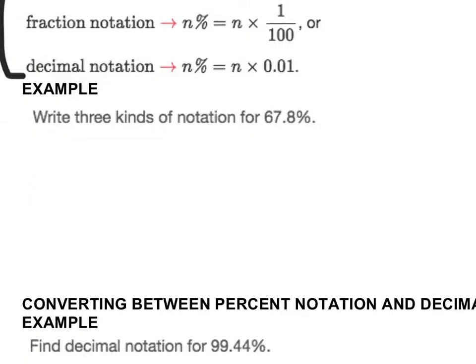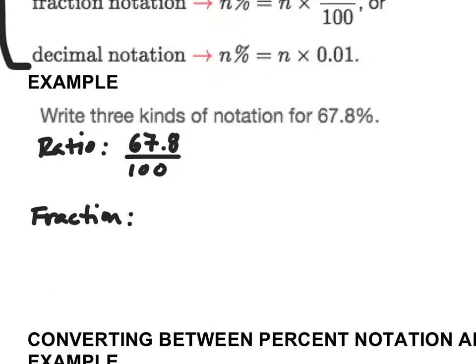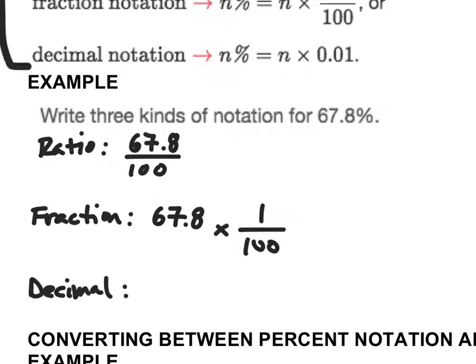So if I write three kinds of notation for 67.8%: if I wanted to write that as a ratio, I would write 67.8 divided by 100. If I wanted to write that in fraction notation, I would write 67.8 times 1 over 100. If I want to write that in decimal notation, I would write 67.8 times 0.01. And those would be my three kinds of notation for that.